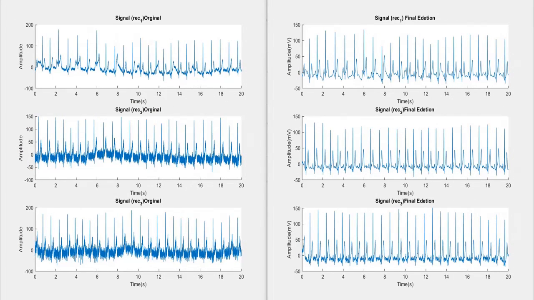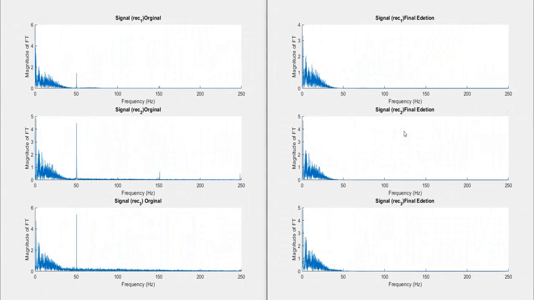Here is the final result between the unfiltered original signal and the final filtered signal in time domain. As you can see, we removed the baseline wander with the high-pass Chebyshev filter, and we also used moving average to smooth the signal. Here's the signal in frequency domain. We removed the 50 Hz power line noise and the noise over 50 Hz with a notch filter.